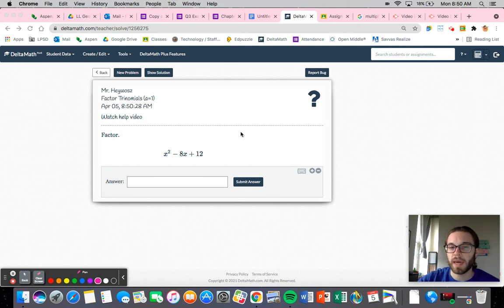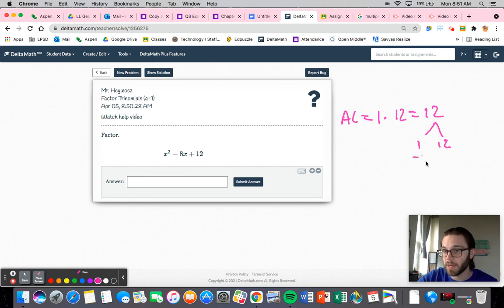All right, so again, I'm going to look for factors of AC that add up to B. So I have 1, because all these are going to have 1, times 12. And I need factors of 12 that add up to -8. Your first instinct might be 1 and 12. Well, don't forget, because it's positive, they can both be negative. So -1, -12.